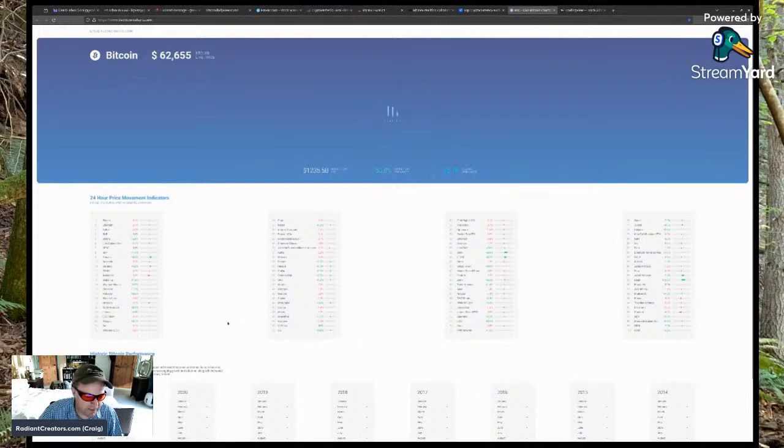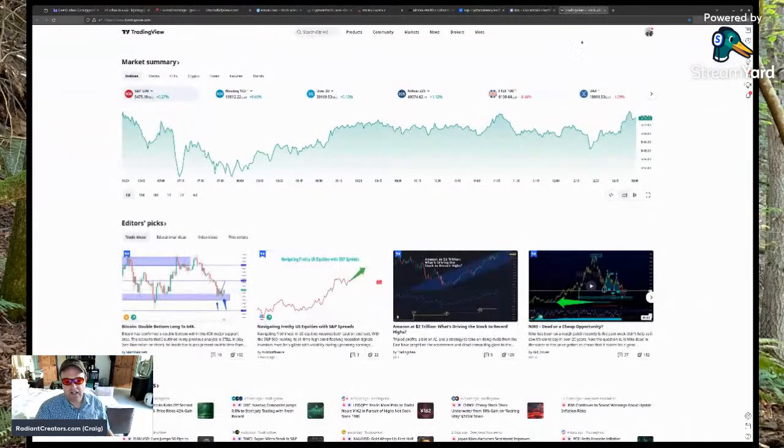What else is happening here? Cardano making a show up today at 4% up. So alts in general, right there between green and red, some making a little bit of a move. I like what I'm seeing. I think Bitcoin and the alts look like they're going to have a positive day, and I like that.